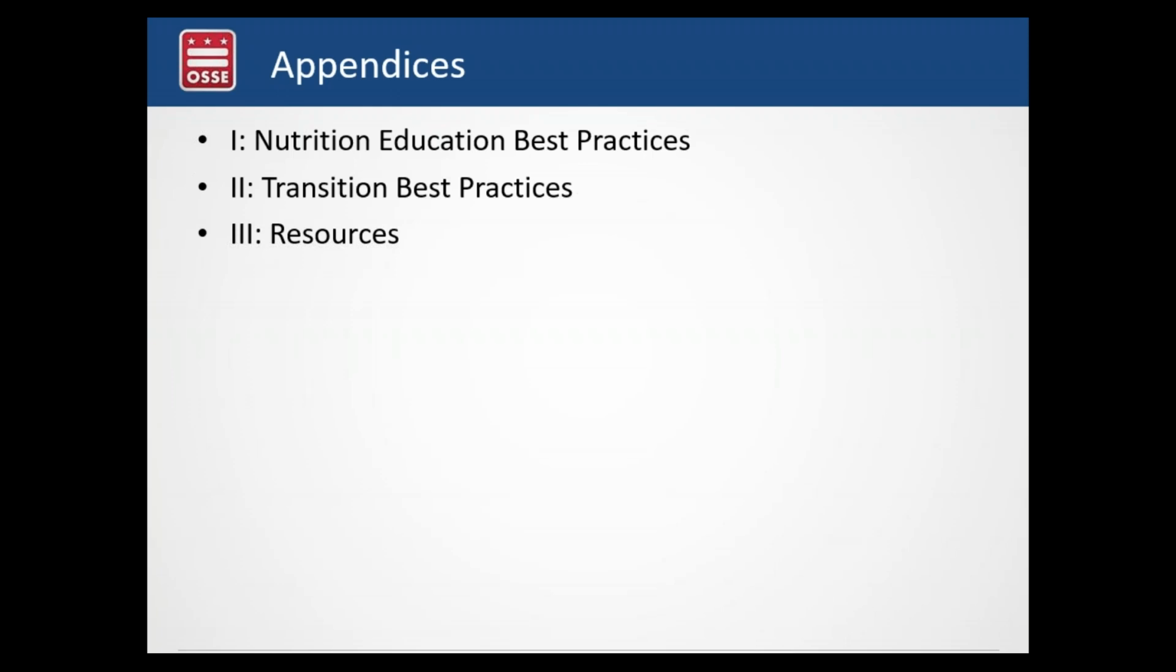Then there's a transition best practices appendix. We acknowledge that transition in schools can be a challenge, so what can you do to ensure that programming and quality remain after staff leaves? This section covers some ideas on how to make transitions smoother. And then you have the resources appendix, which contains a variety of links to resources that you can access through OSSE, other government agencies, and other organizations, so that you can help enhance the quality and quantity of education that you're delivering to your students.